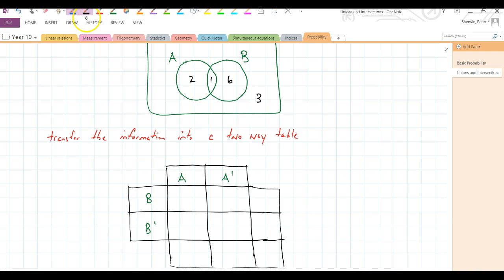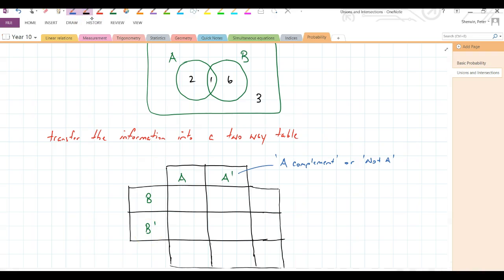So what we've got here, this means A. So set A, set B. This little thing here, A dash, that means A complement, means not A. That's A complement, or not A. Same down here for B complement, which is not B.